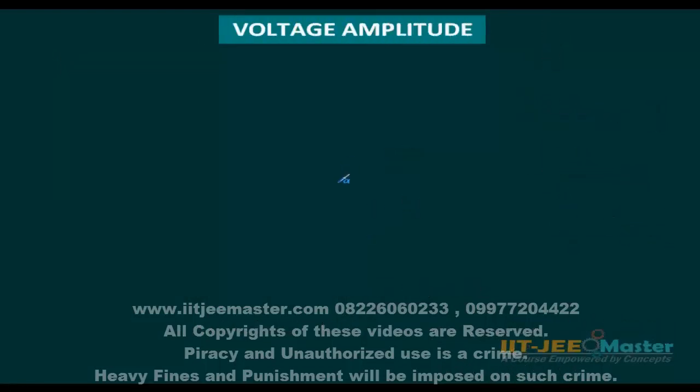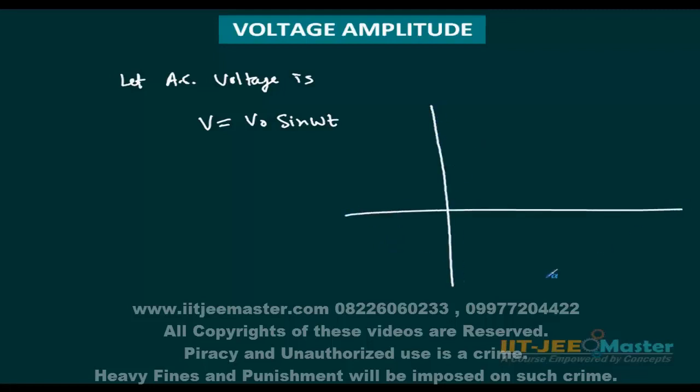Voltage amplitude. If we are having an AC voltage, let us take an AC voltage, V is equal to V naught sine omega t. When you will be plotting its graph, how will it be? It will be a sinusoidal function, and so on. This is the time and this is the voltage.